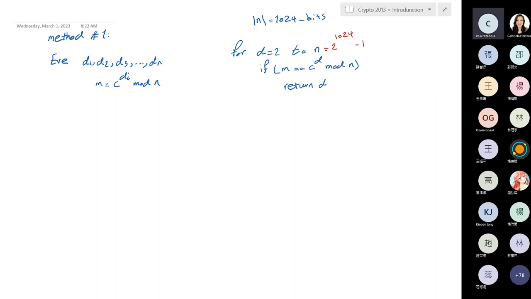So yeah, imagine you want to write a for loop that continues to check these numbers up to 2 to the power 1,024 minus 1. This n, if you look at it in decimal format, we are talking about a number with 300 digits.